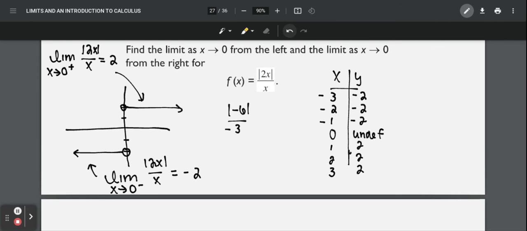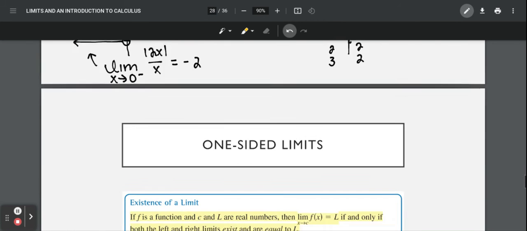So then what we know is that the limit as x approaches 0 does not exist, right? The limit at 0 doesn't exist because your left and right hand limits are approaching different values. So if left and right are approaching different values, then the general limit doesn't exist. But you can still identify a left hand limit and a right hand limit.